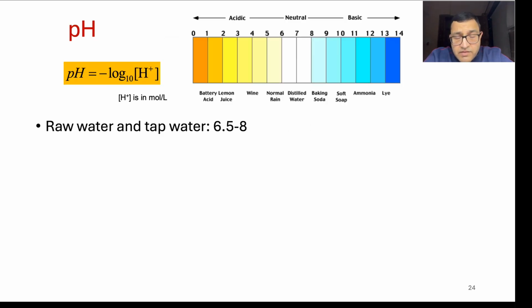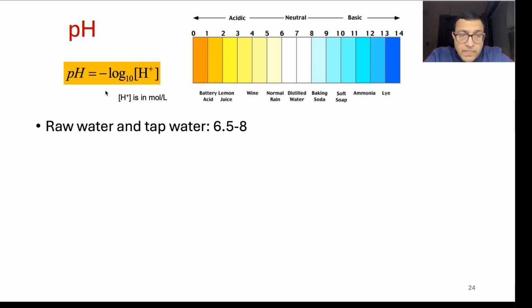pH, again, we have all heard of pH, and it indicates the hydrogen ion concentration in water, which is related to the acidity. We're all familiar with this chart, the pH scale. Around 6 to 8 is neutral, and as you go below 7, the water becomes more and more acidic, and as you go above 7, it becomes more and more basic or alkaline. So raw water and tap water usually ranges from 6.5 to 8.